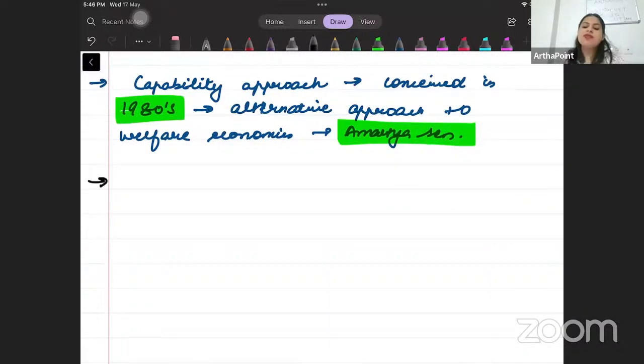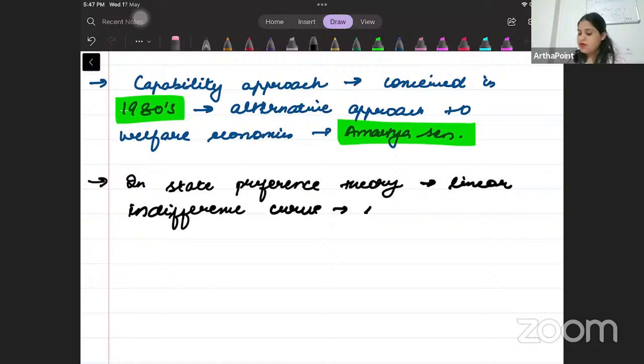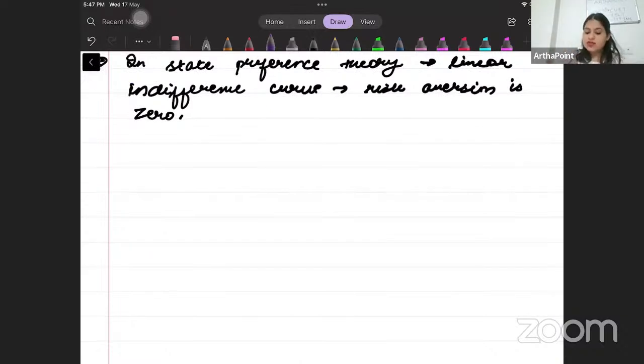Sometimes they ask about something which is known as state preference theory. I'm not going to explain that. You can read about it, but in state preference theory, whenever you have a linear indifference curve, that shows risk aversion is 0. Right? That shows risk aversion is 0. याद करते जाओ साथ साथ, just remember this.